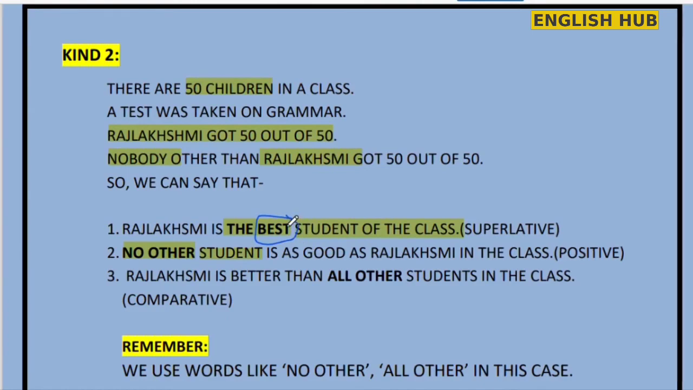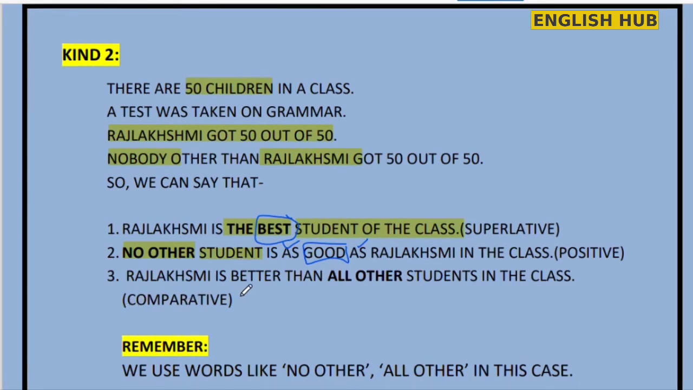Now if we are told to change it to positive form, then we have to write good, and before and after we have to write, as it was told, as good as. So now on both sides, one side will have Raj Lakshmi obviously, and the other side, what should it have? It should have no other child, isn't it? No other student is as good as Raj Lakshmi in the class.